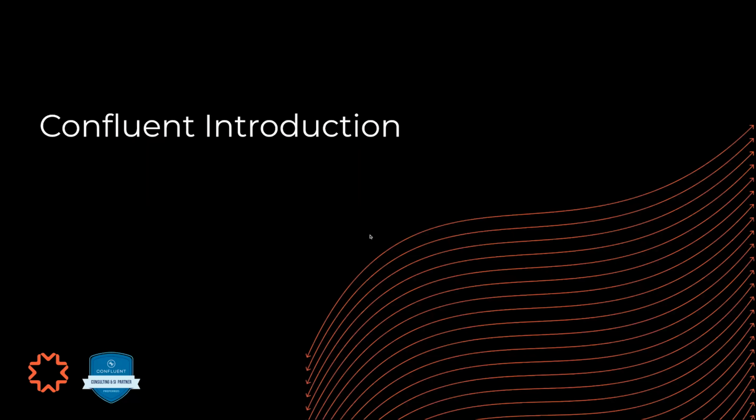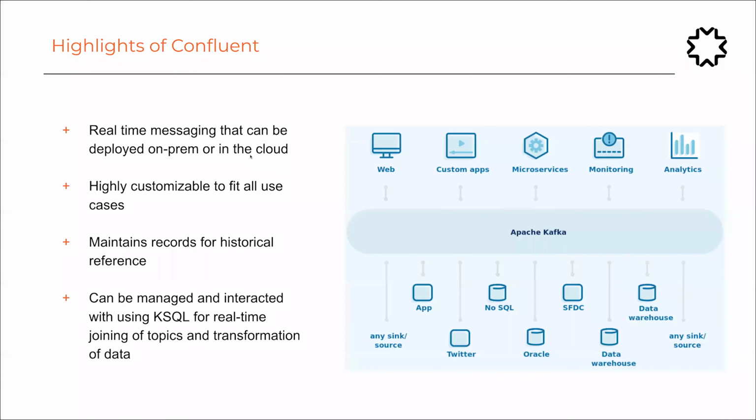As far as Confluent goes, obviously this is real-time messaging. One of the big benefits that we took advantage of today is that you can actually deploy your own server on premise or in the cloud. Today, we chose to use an EC2 to deploy our server, and that'll be running most of our front end, the beginning of our architecture. It's highly customizable to fit all use cases.